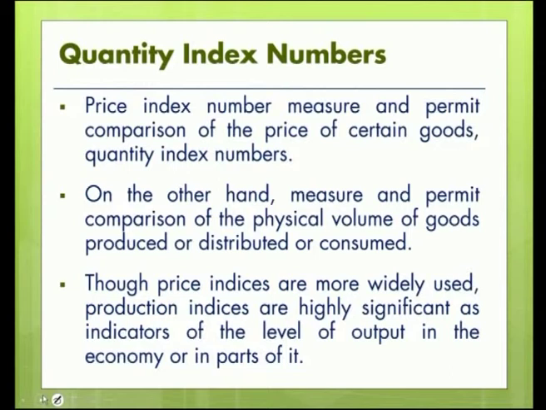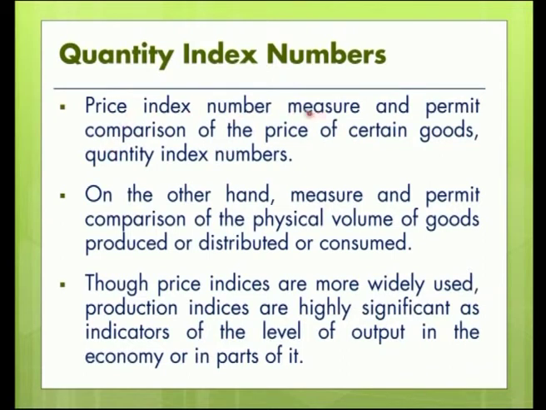Now we are discussing various index numbers. The various types of index numbers are price index numbers, quantity index numbers, value index numbers, and chain based index numbers. In continuation with the types of index numbers, so far we discussed price index numbers. Next, we are going to discuss quantity index numbers. Now we will compare it with the price index number studied so far.